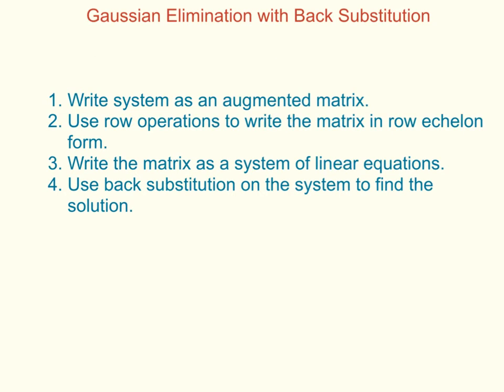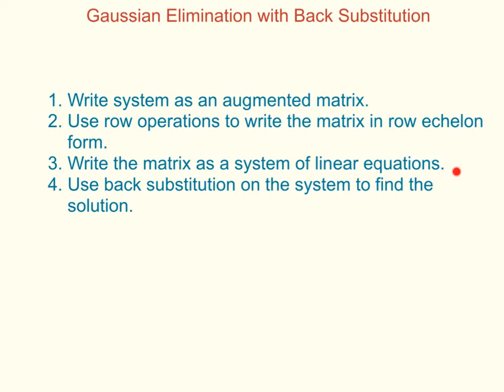Now what we're going to do is use what's called Gaussian elimination with back substitution to solve a system of equations. So the process that you're going to have here, the first thing you're going to need to do is write that system as an augmented matrix. And then number 2, we're going to have to use row operations to write the matrix in row echelon form.